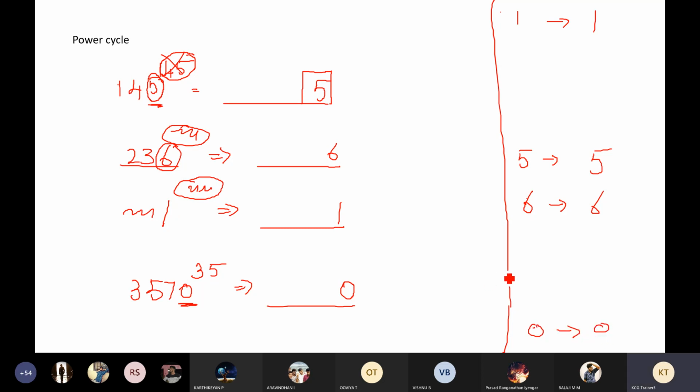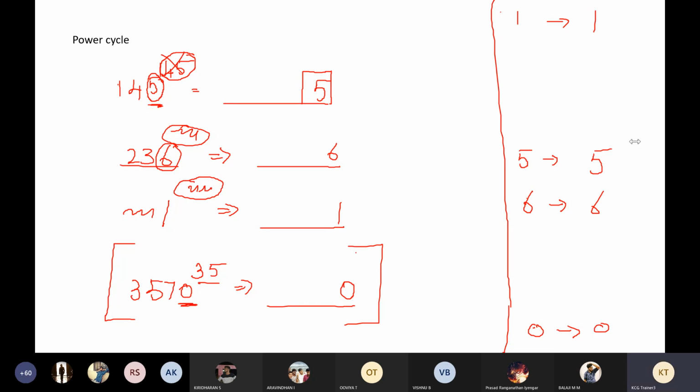Clear? And for this particular question, I'm going to ask you guys a different question. Definitely 3570 power 35 is a very big number, correct? And it is going to end in 0. But can you guys tell me how many zeros will be there at the end? Come on, guys. How many zeros will be there in the end?